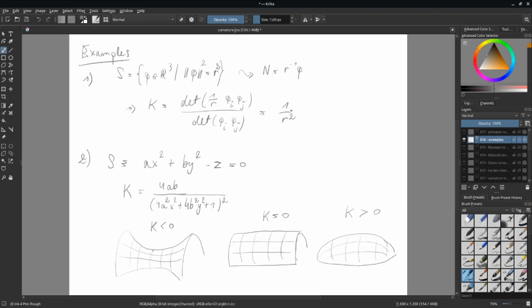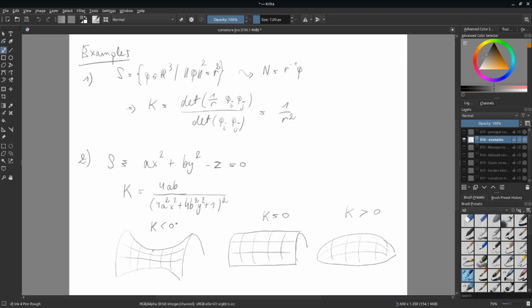Okay, so a slightly more complicated example. A second degree surface, parameterized by this. z here is nice because we're making z equal to this. And if we do again the calculations for this, we find that the curvature is given by 4ab times this expression on the bottom that's always positive. And so depending on a and b, we can have three cases.